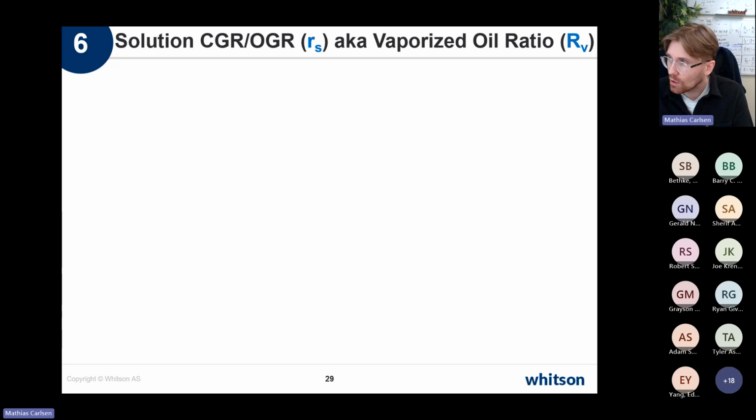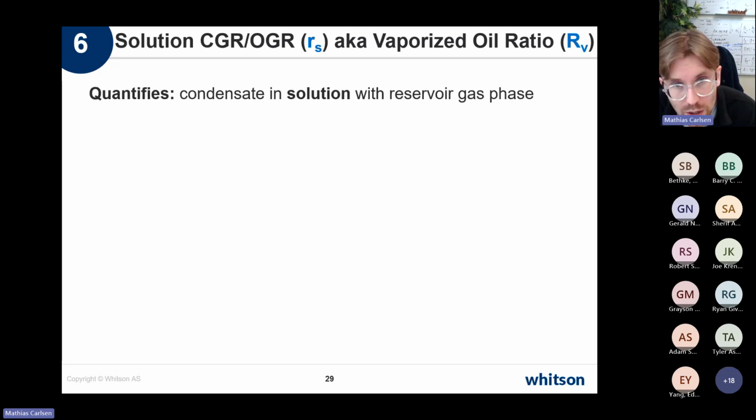The last term that we're going to cover is one of the more advanced terms, and hopefully it'll get easier from here. It's a term that's really relevant for a lot of these unconventional reservoirs: solution CGR, or vaporized oil ratio. This term quantifies the condensate in solution with the reservoir gas phase. I'd like us to step back there for a minute.